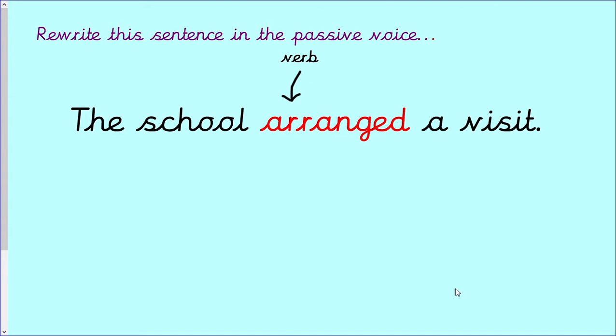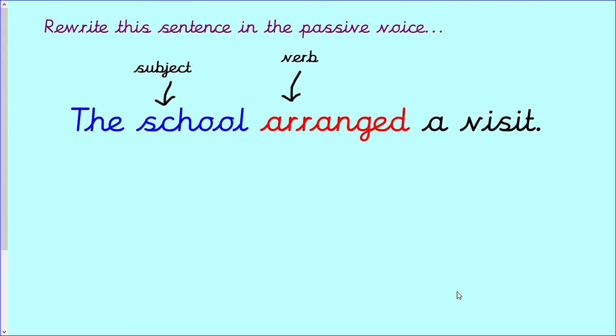Next, we have to identify the subject. That's the noun that is doing the verb. So who or what is doing the arranging in this sentence? The subject is the school.